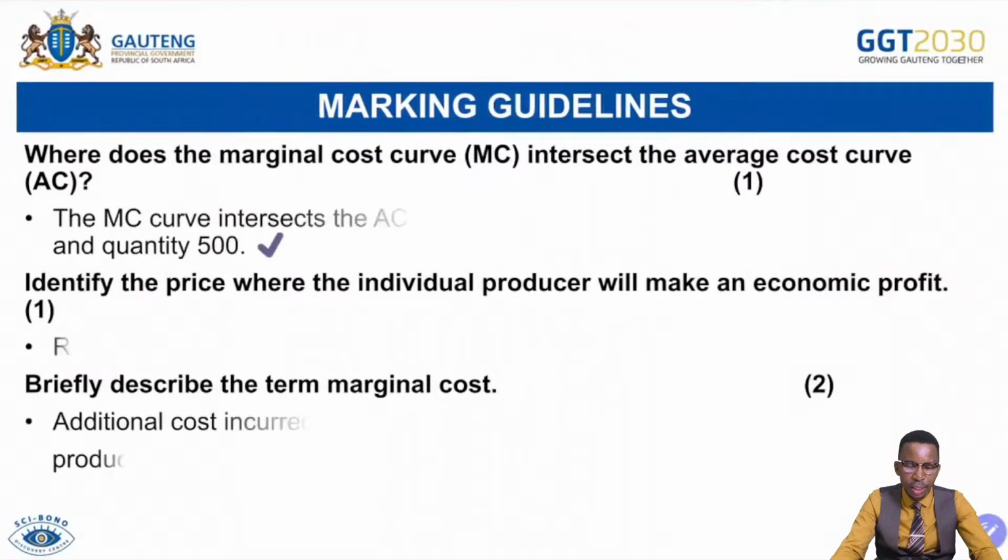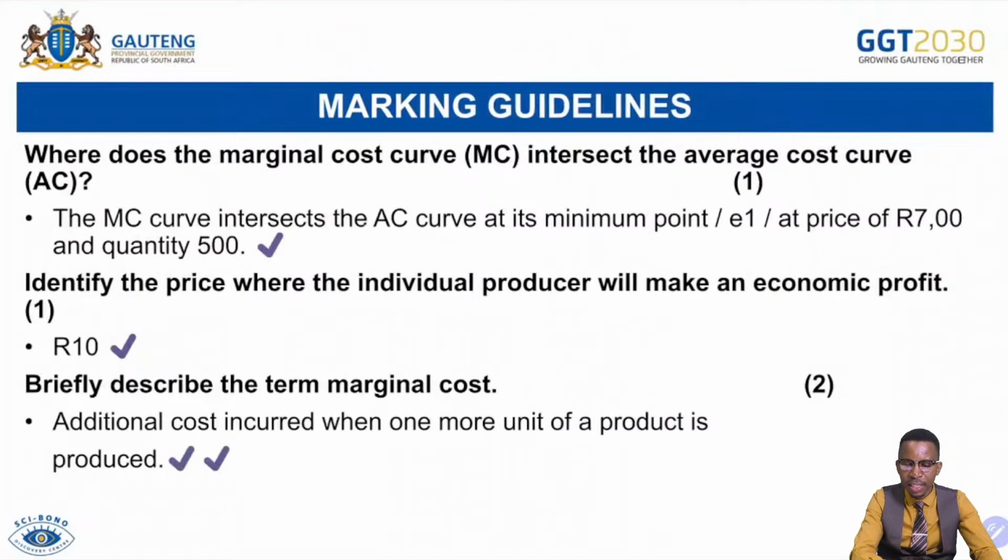And then let's check: the MC curve intersects AC at its minimum point or lowest point, which is E1. And then identify the price where the individual producer will make economic profit. That is 10. According to the graph, briefly describe the term marginal cost: the additional cost incurred when one more unit is produced.